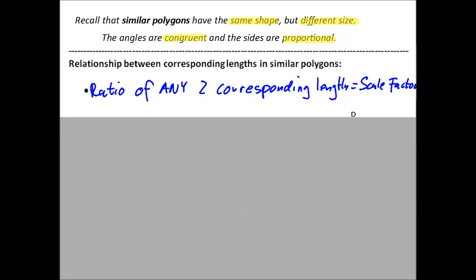And let's underline the word any. And when we talk about lengths, what are we talking about? What different types of things do we have that we call lengths? They could be the sides of a polygon. They could be altitudes, perimeters, and so on.